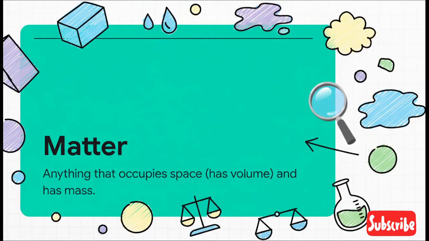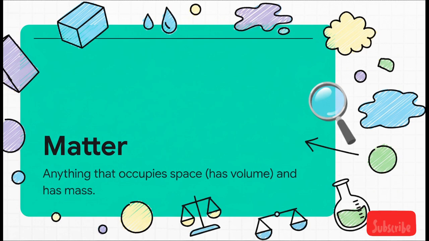So, okay, what does that actually mean, matter? Well, science gives us a really, really simple definition. It just comes down to two things. Does it take up space? Does it have volume? And does it have some weight to it? Does it have mass? If the answer is yes to both, then congratulations, it's matter.